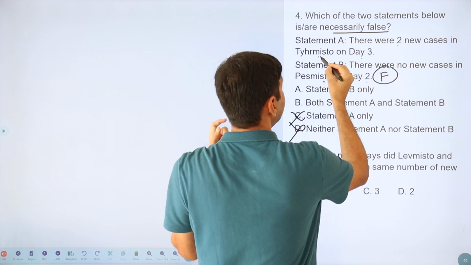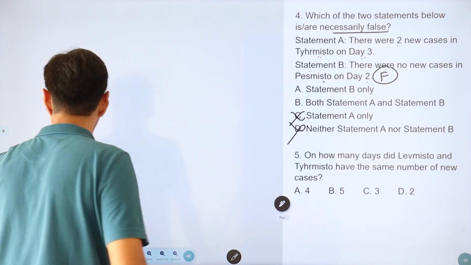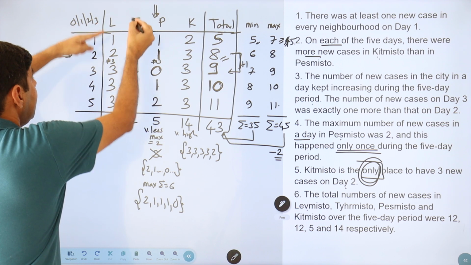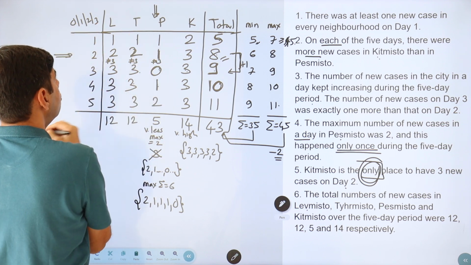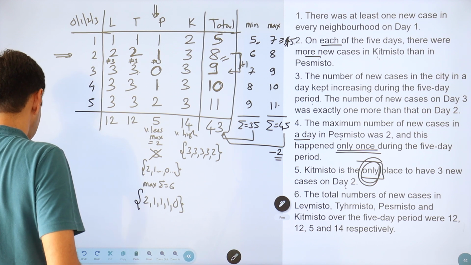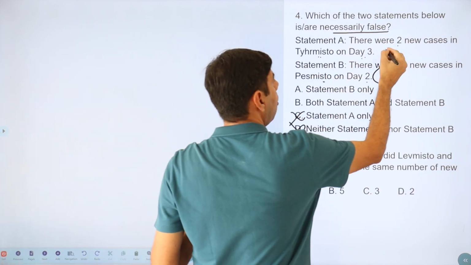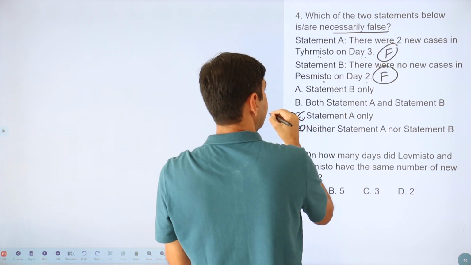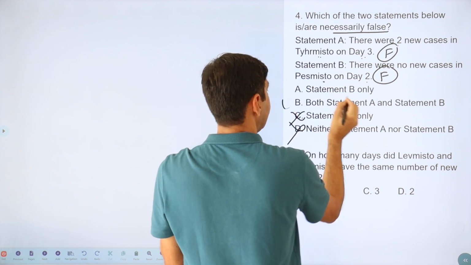Let's say 2 new cases of T on day 3. T, day 3, 2. No, so there are 3 cases. So that is also false. So both the statements are false. Both A and B are false.